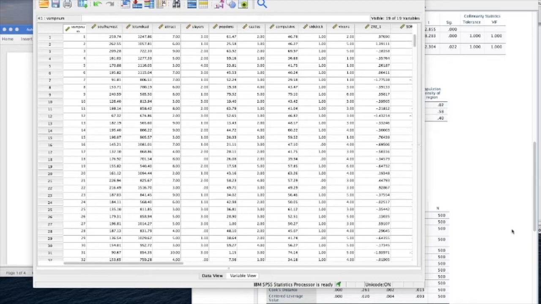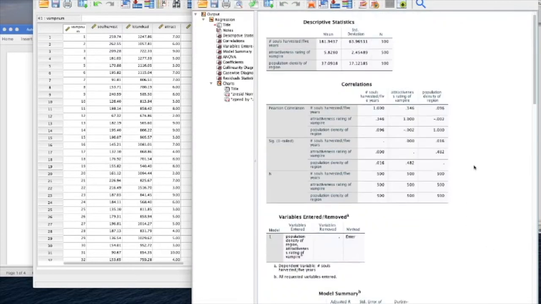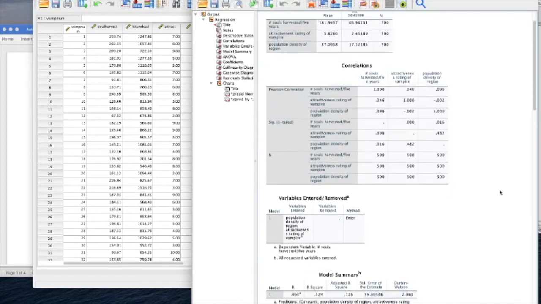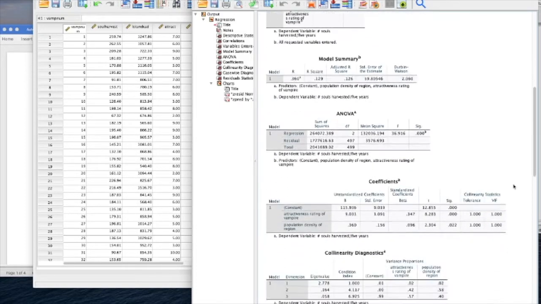Okay, so did you check? What did you find? How does it look? So I just ran a regression. Soul harvest is the outcome with these two as the predictors, and just did the normal things. So this is the syntax that I used to get this. Now, again, I'm not looking too much at a lot of these things, but overall things look pretty good.